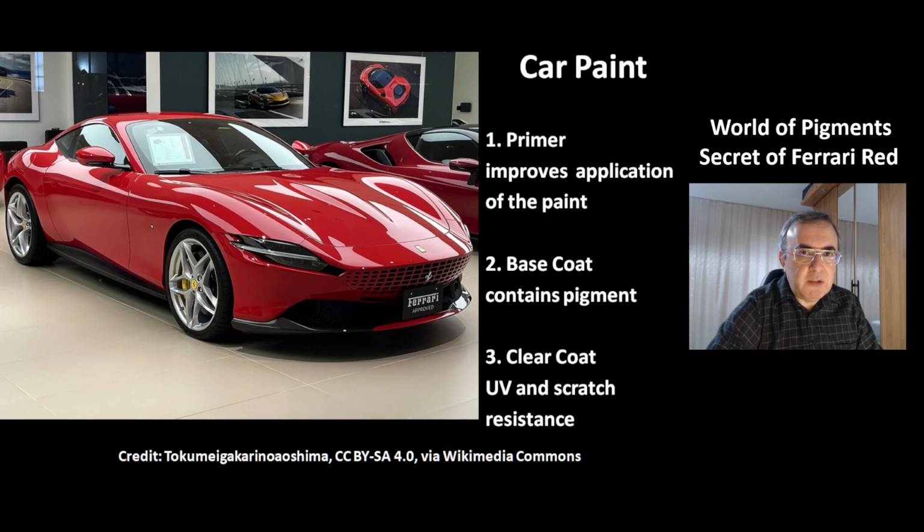This is how car paint works. First layer is the primer. It improves the application of the paint. The second layer is the base coat, which contains the pigment. And the third layer is the clear coat, which gives resistance against UV radiation and scratch resistance.